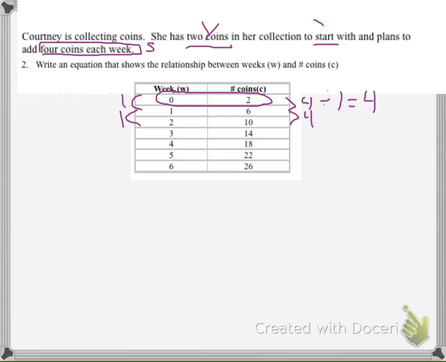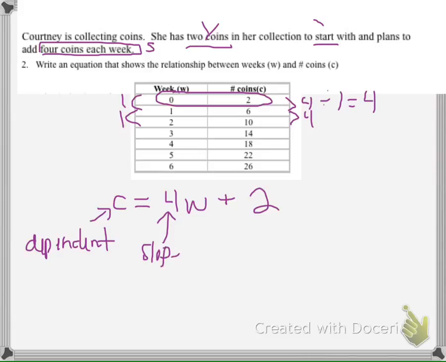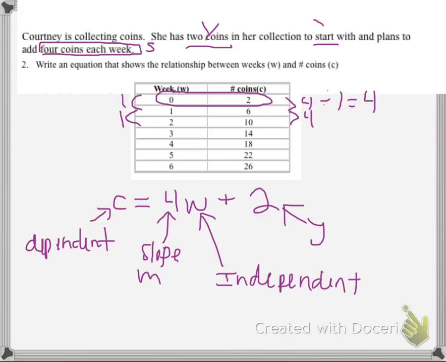So let's set it up. They want us to use W for weeks, which is the X, and C for coins, which is the Y. So go C equals 4W plus 2. Good, and let's do some labeling with vocabulary. C is our dependent. 4 is our slope, or our M, or our unit rate. W is our independent. And 2 is our y-intercept.